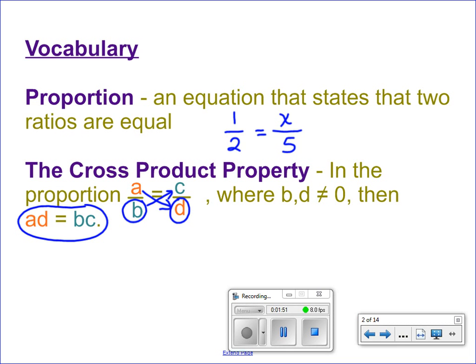All right. Another way of saying this is the product of the extremes, A and D, is equal to the product of the means, B times C. All right?